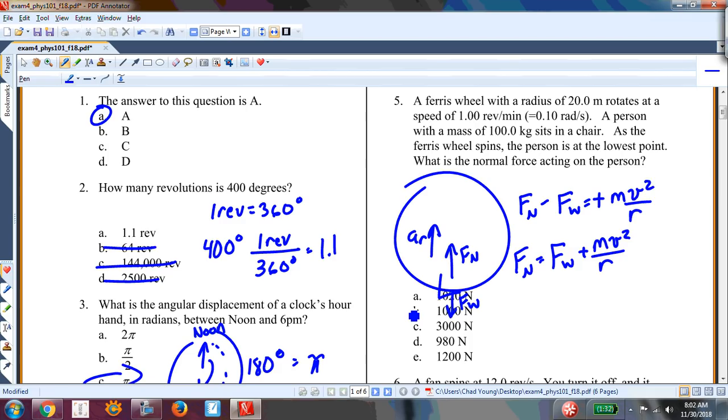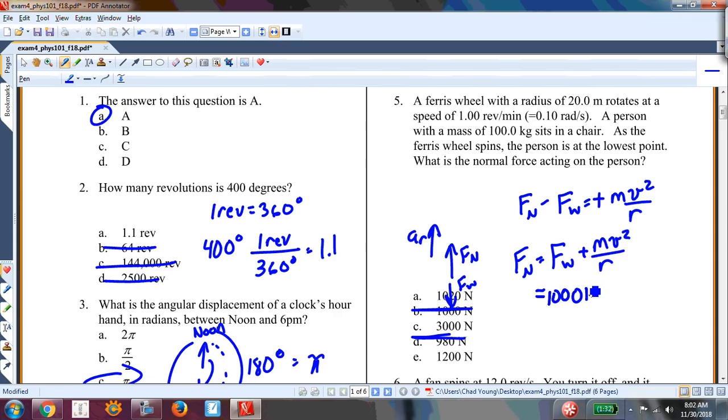So I know that, oh goodness, I've lost some of my stuff. Get rid of this right here. I know that my normal force is going to be a little bit bigger than the weight, so I can get rid of this answer. I can also get rid of B because my weight is equal to 1,000 newtons. 100 kilograms times g is 1,000, plus 100 kilograms times v squared over r. Oh, look, I don't have v, so I can do two things.